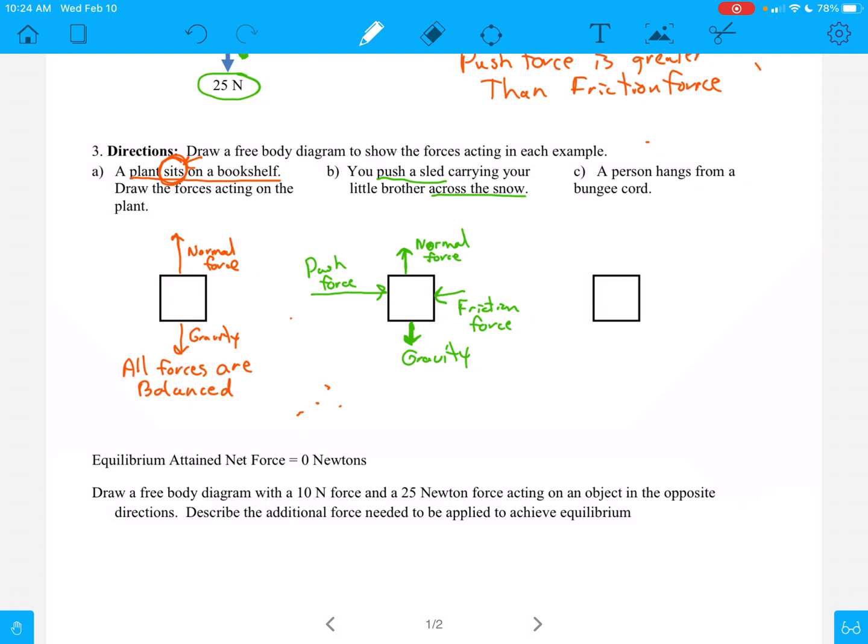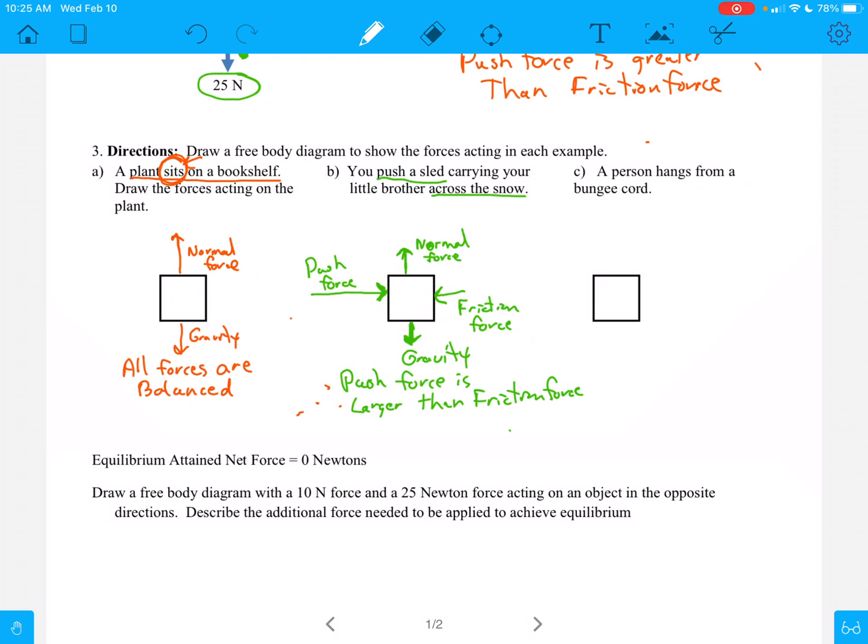The only force that's really bigger than anything else is the push force, right? And we know it's bigger because it's actually pushing, it's moving the sled. So we could say push force is larger than friction force. Okay, so hopefully you're starting to wrap your brain around how we're describing the object. It doesn't matter what the object is, but we're describing the object's movement using physics, using vectors and forces.